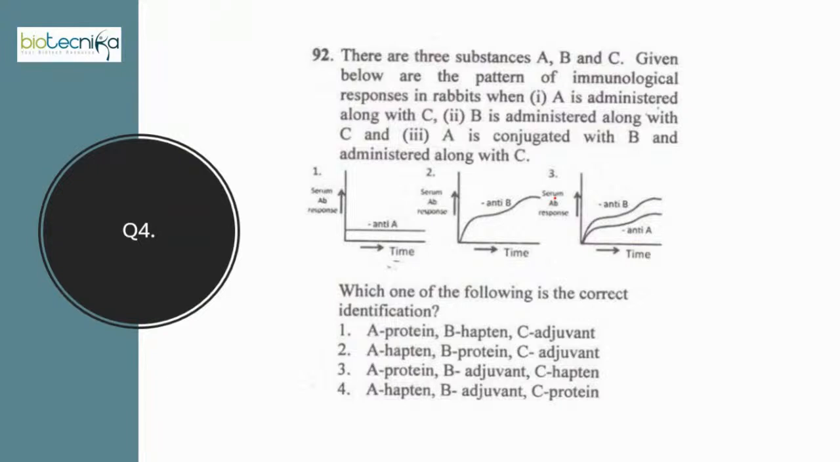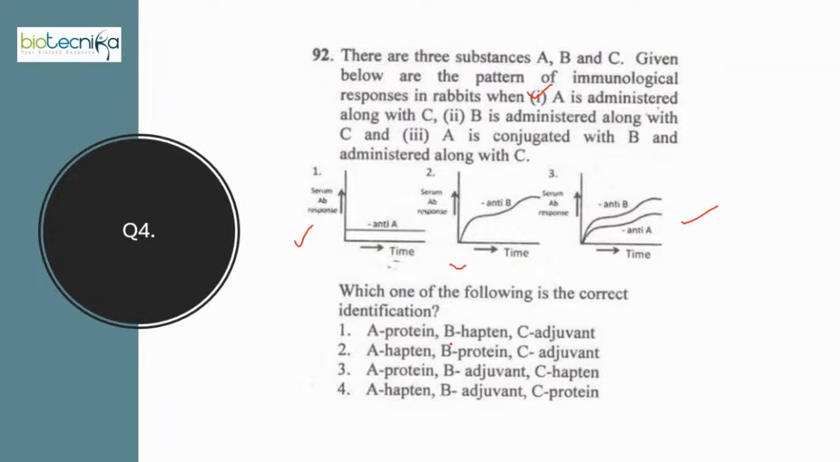Okay, now coming to question number 4. Here they are saying that there are three substances A, B, C. Given below are the patterns of immunological responses in rabbits when A is administered along with C, B is administered along with C, and A is conjugated with B and administered along with C. So the first case, A administered along with C, is this one. In the second case, B administered along with C is this one, and A conjugated with B and administered along with C.